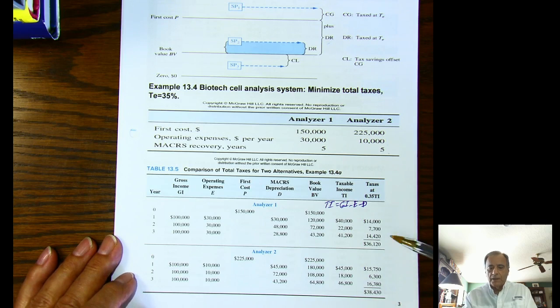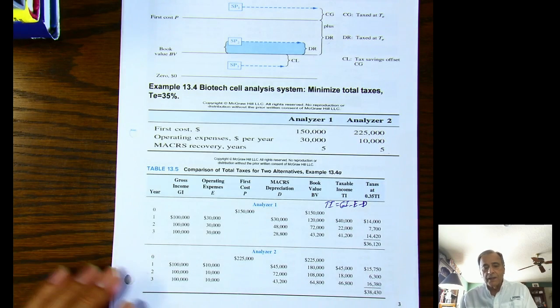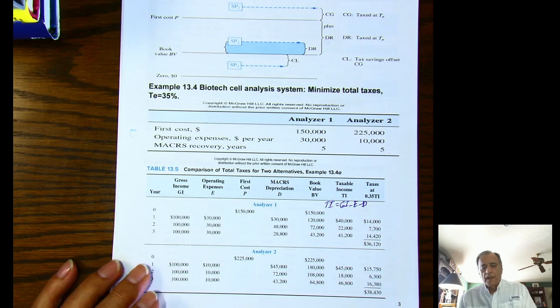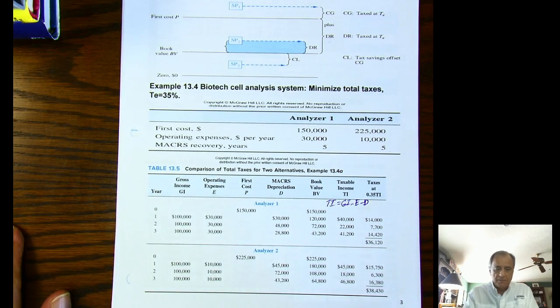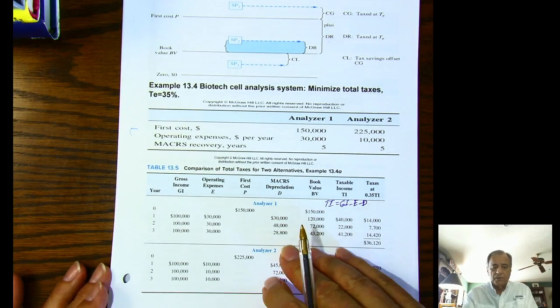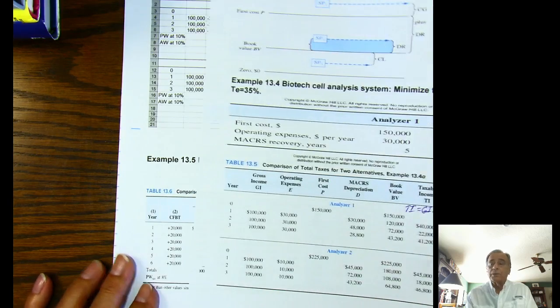And then we get that we paid taxes of $38,430. So Analyzer 1 gives you less taxes to pay the first 3 years, but it turns out that it may not be the best alternative. You really have to look at after-tax cash flow to determine that.